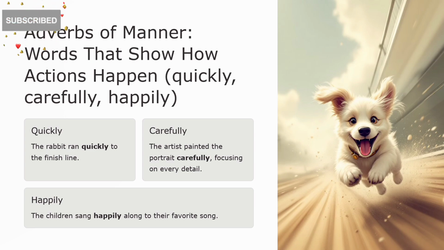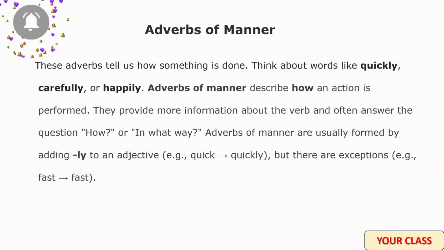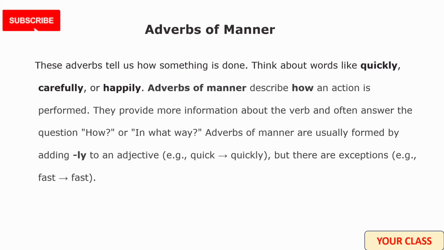Now that we understand adverbs of manner, let's explore their root and how they form. Adverbs of manner tell us how something is done. Think about words like quickly, carefully, or happily. Adverbs of manner describe how an action is performed. They provide more information about the verb and often answer the question how or in what way.